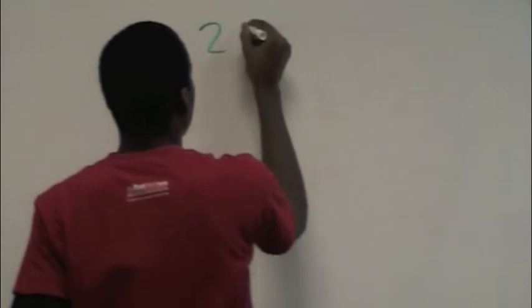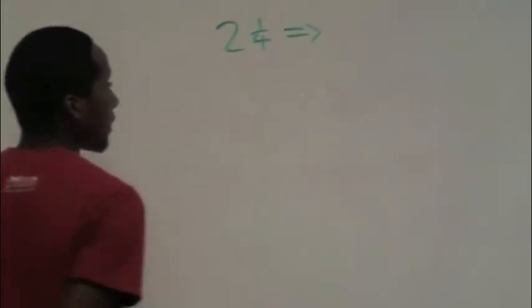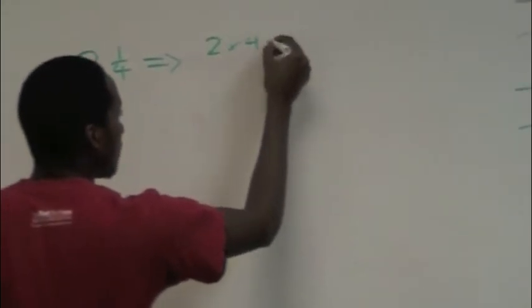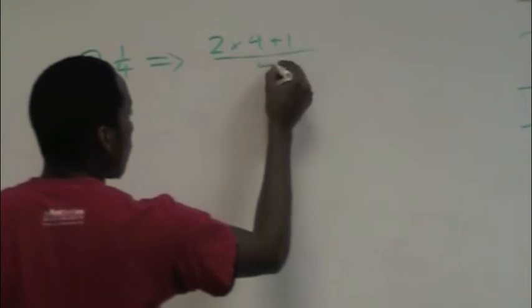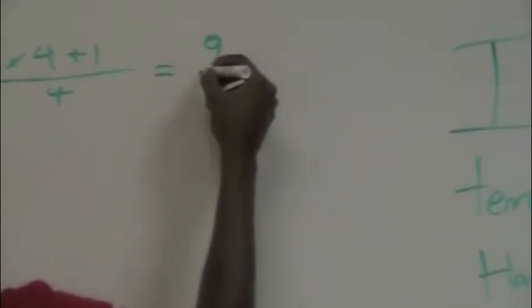So, you have 2 1/4 hours, and we're going to convert that. So we have 2 times 4 plus 1 over 4, and that equals 9/4, exactly. Very good. Does everybody understand why?